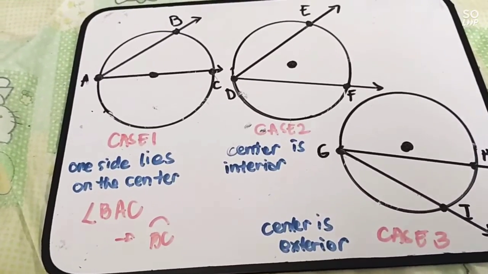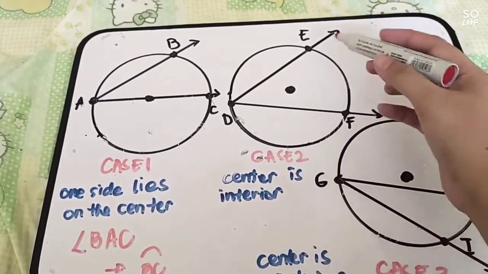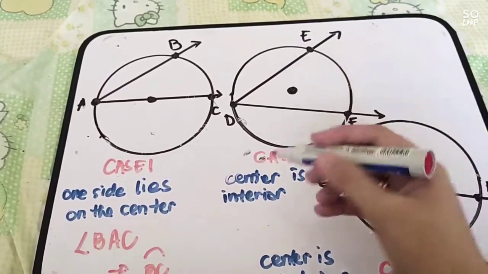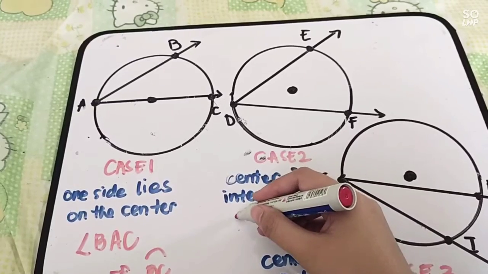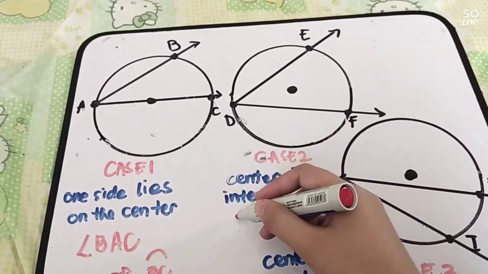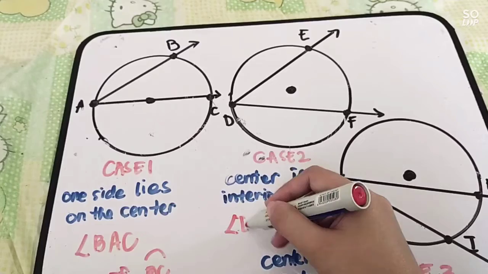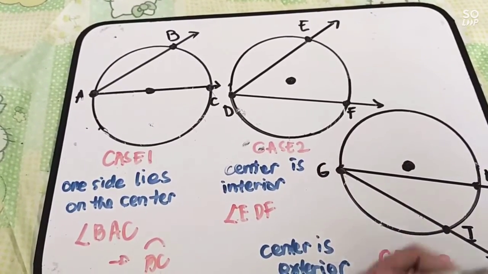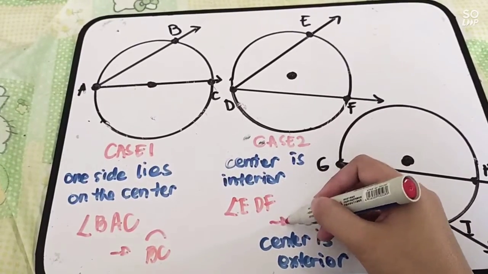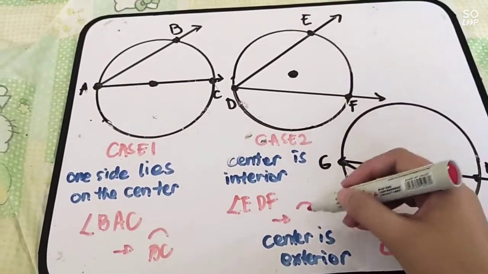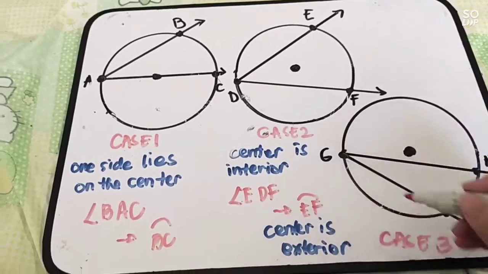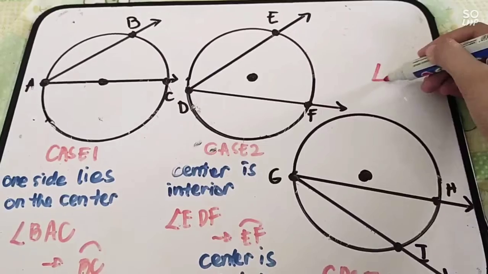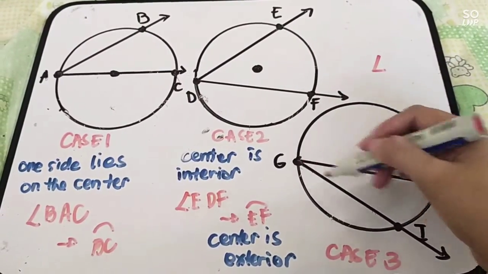Okay? Next, this one. We have here the circle. What is the intercepted arc in case 2? We have the inscribed angle, we have angle EDF. That is the inscribed angle. And its intercepted arc is arc EF. Next, let us have case 3. In case 3, our inscribed angle here is HGI.